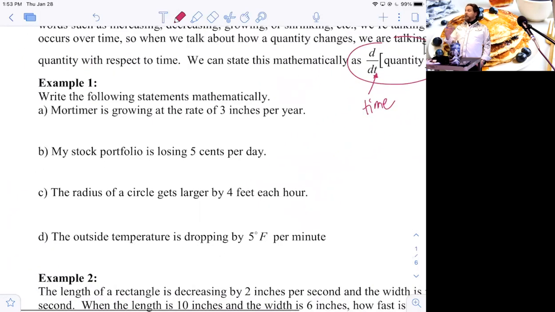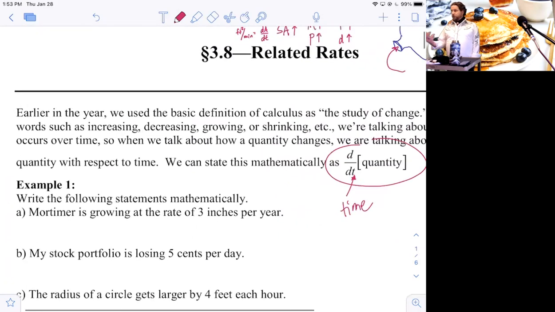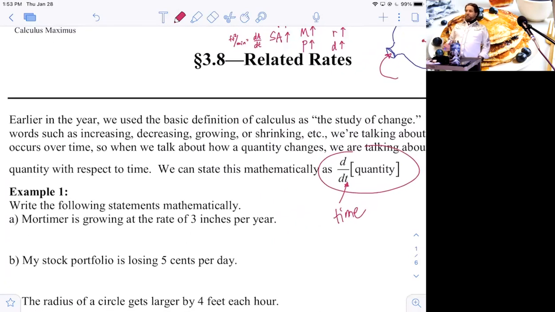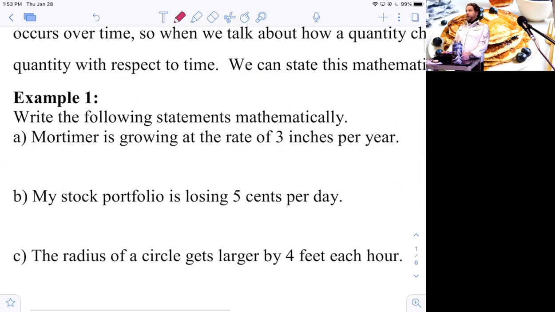When you read a scenario, you're going to have to assign it a variable. And if it's a rate equation, you're going to have to interpret the English words into mathematical language. So let's do this on example 1. We're reading it and putting it into a math sentence from an English sentence. Mortimer is growing at a rate of 3 inches per year. What does it mean for Mortimer to be growing? Is it his belly getting bigger, or is his mind expanding? Let's just say it's his height. He's getting taller. So let's call his rate of change of height with respect to time dH/dt.